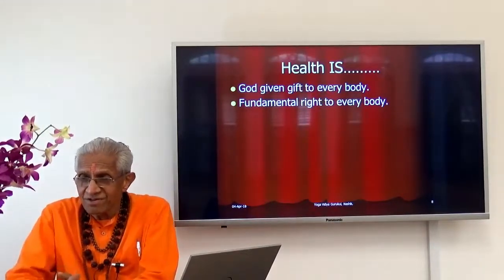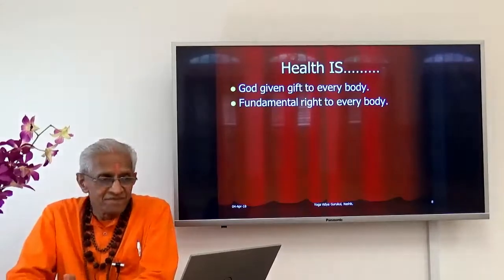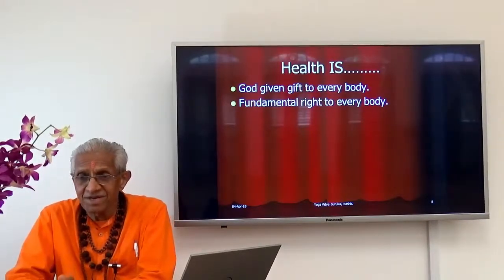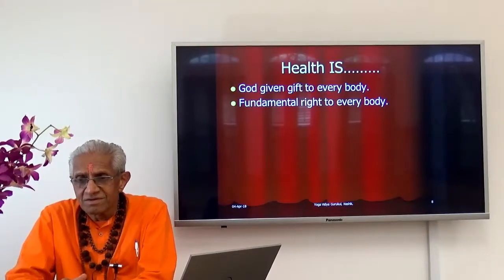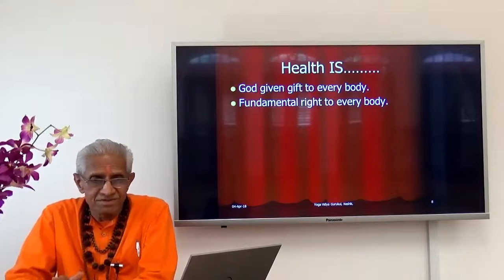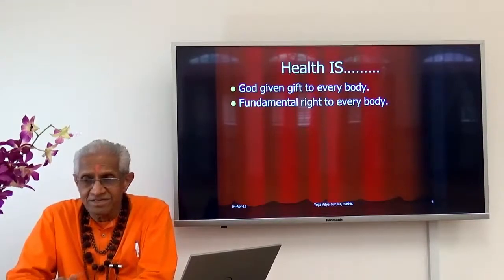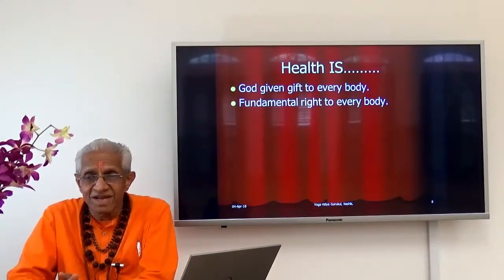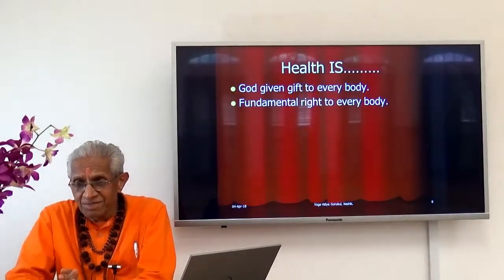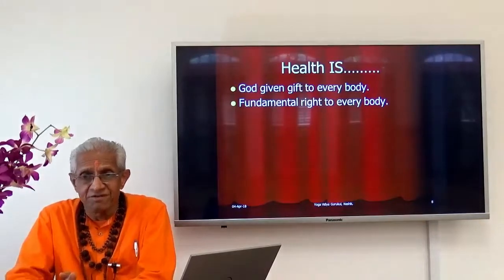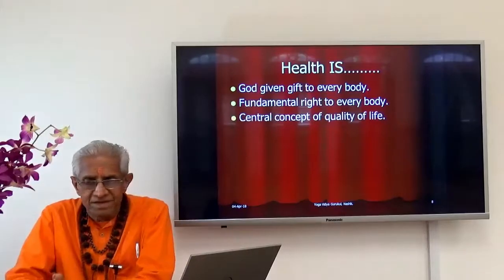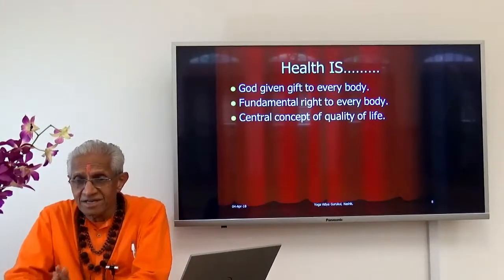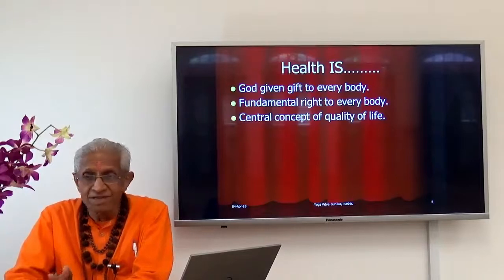So even the World Health Organization has agreed that health is a fundamental right. Food, shelter and clothing are supposed to be the fundamental rights. Now this is the fourth one, health, which has been added recently as a basic fundamental right of every human being. In addition, we can say it is the central concept of quality of life.